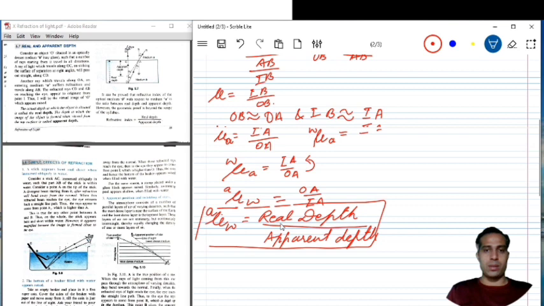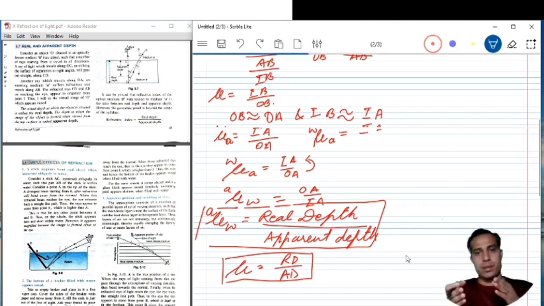Sometimes this formula can be asked: what is the relation between refractive index and real depth? How are the real depth and apparent depth related to the refractive index? That can be asked.